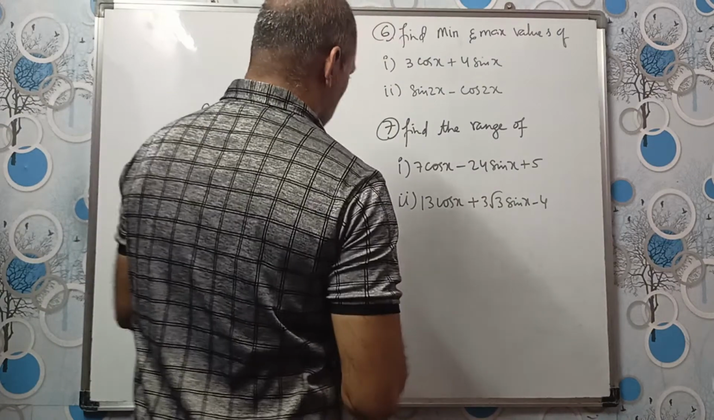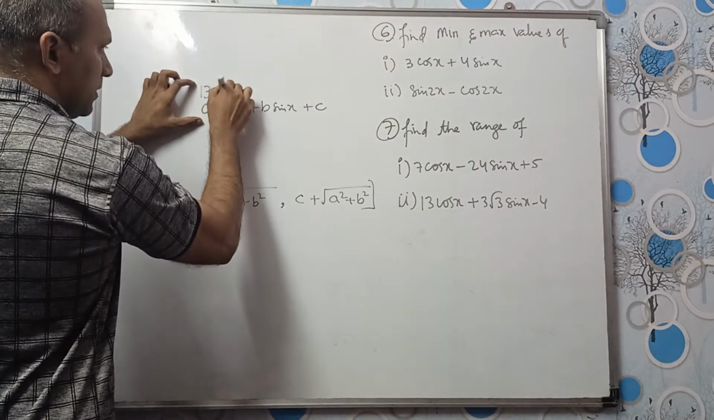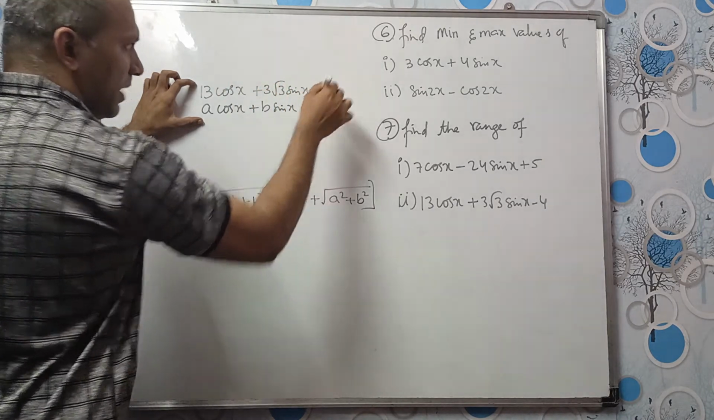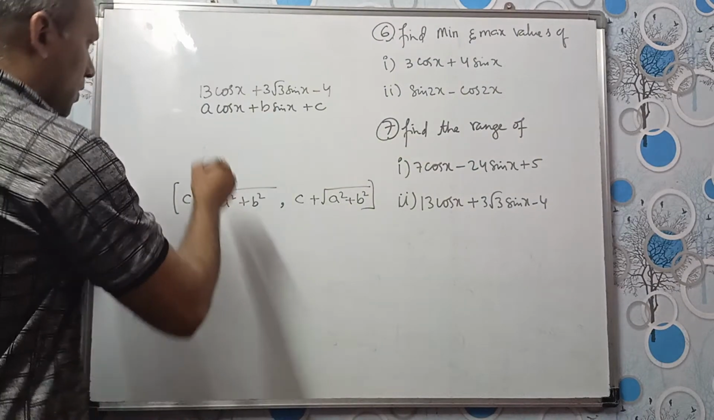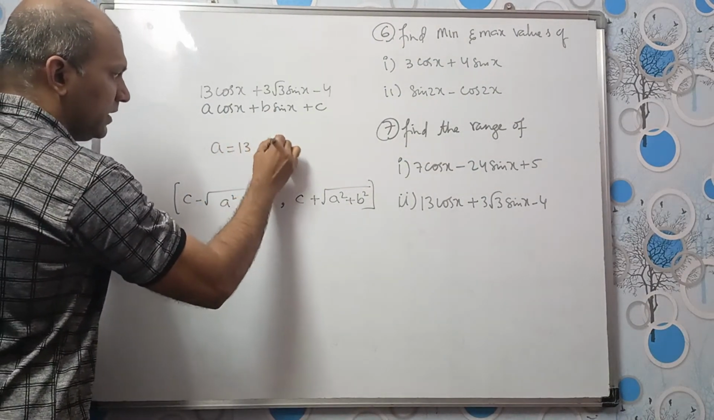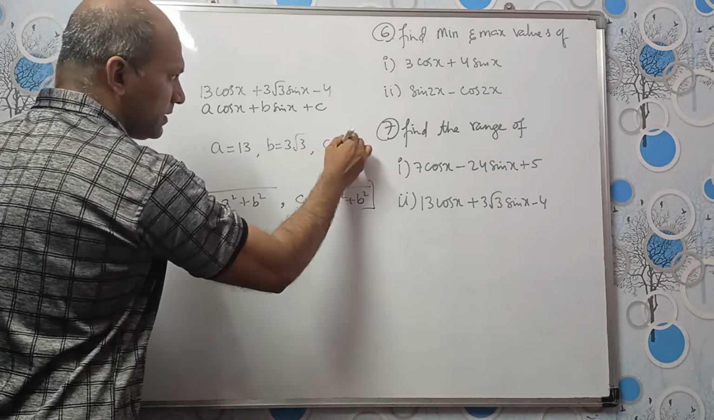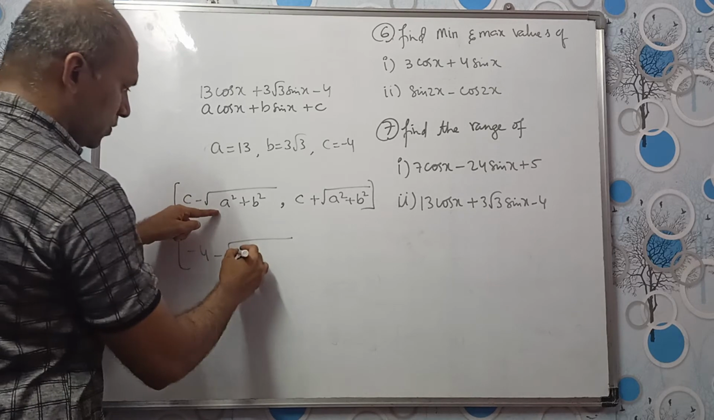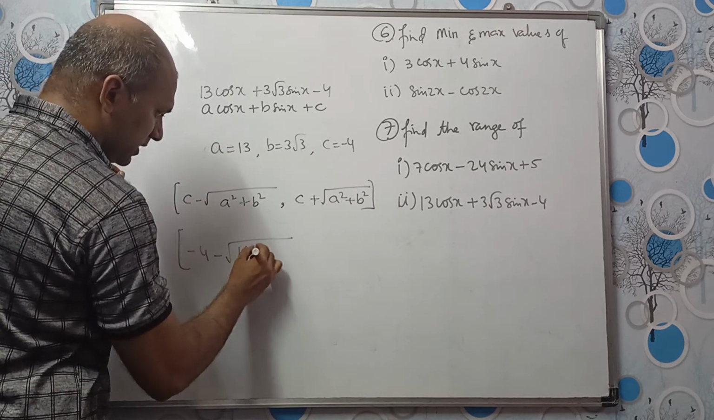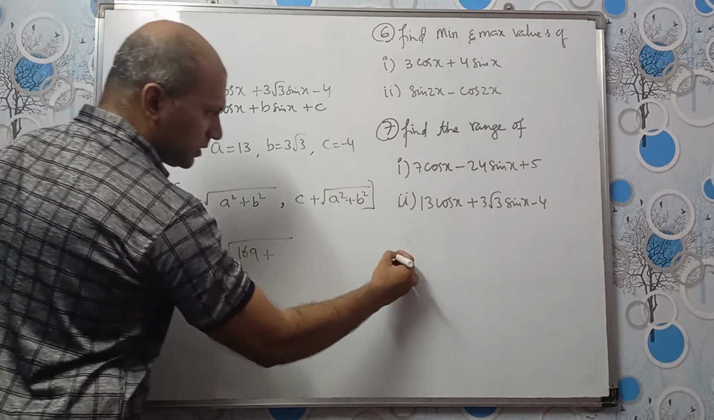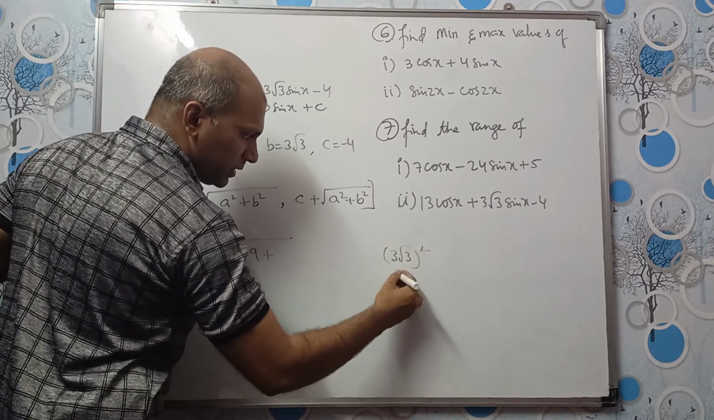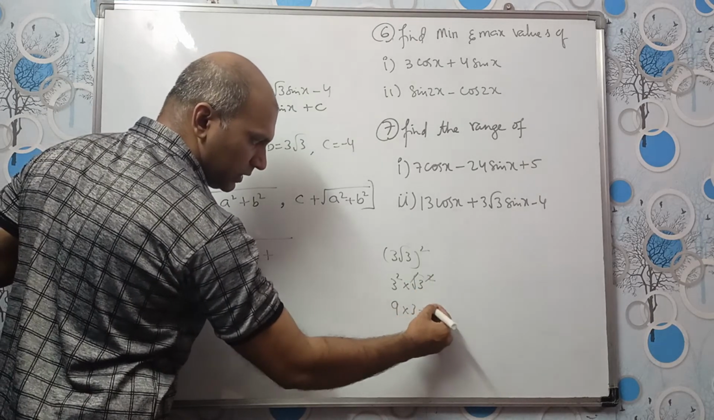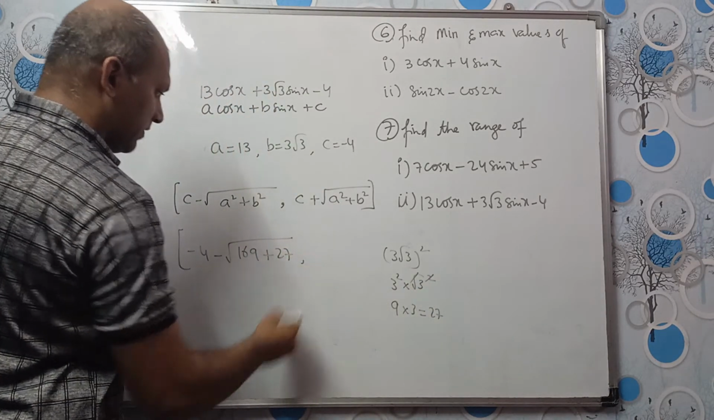Okay, last question of this video. We have 13 cos x plus 3 root 3 sin x minus 4. What is the value of A? A is 13, B is 3 root 3, and C is minus 4. So let us substitute: minus 4 minus root of A square, 13 square is 169, plus B square. See, 3 root 3 square will be 3 square multiplied by root 3 square. So root and square will get cancelled. So this is 9 into 3, 27. So this is 27. Okay.